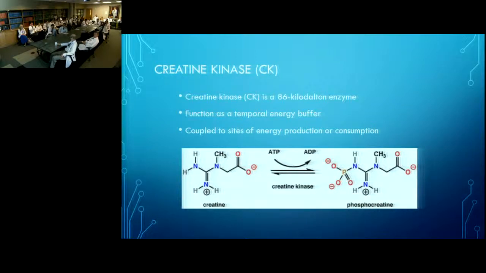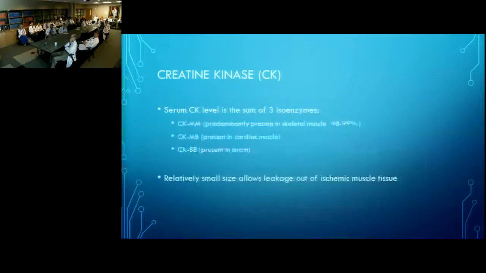And it's also a site of high energy production and consumption, so it's largely present in the cytosol of the muscle fiber and to a smaller extent in the mitochondria. It's present in 3 isoenzymes. MM is the one that is predominantly present in the skeletal muscle, up to about 99%. And MB is present in cardiac muscle, and BB is present in the brain. And when we measure the serum CK level, we are measuring the sum of all these 3 isoenzymes.